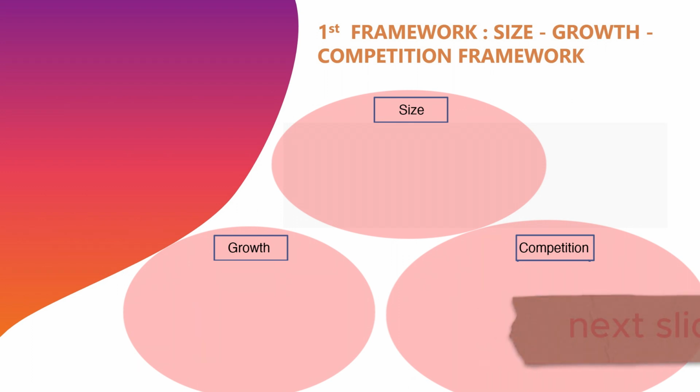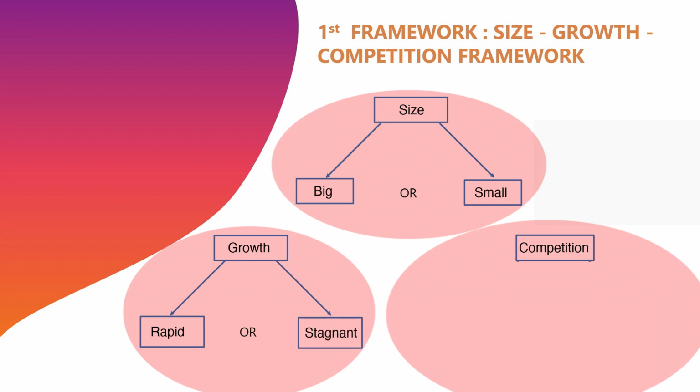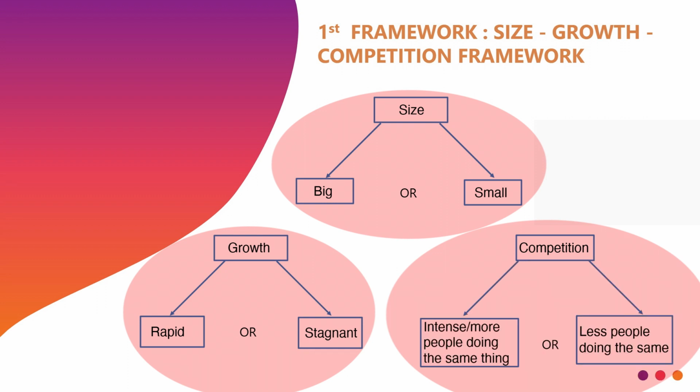So let's understand the meaning of size, growth, and competition. Here, size means how big the industry is. Is it big or is it small? Smaller in size or bigger in size? So the idea which you have shortlisted, the industry or the idea, is it big in size or small in size? Next is growth. The idea which you shortlisted will have rapid growth or stagnant growth. And the last is competition, meaning are there so many people doing the same thing, or are there fewer people doing the same thing.